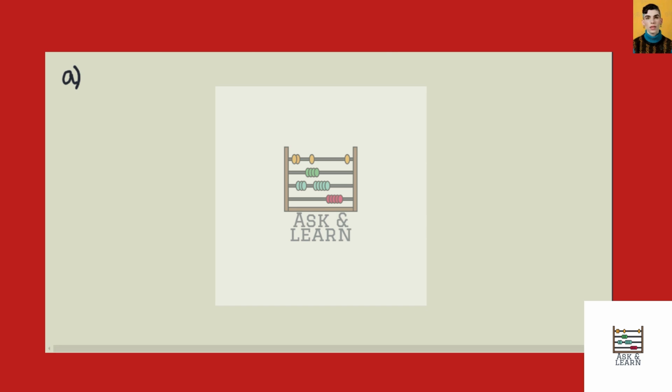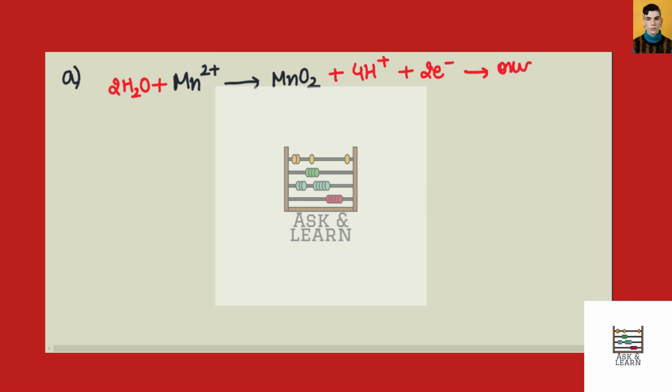So, we will take one half of the reaction, which is Mn2+ goes to MnO2. And now we will balance the oxygen atoms first. Oxygen atoms can be balanced by two water molecules here. And now since we have 4 H atoms on the left hand side, we will add 4 H+ on the right hand side. And to balance the charge, we have two positive on the left hand side, so we add two electrons on the right hand side to have the overall charge balanced. So this is the oxidation reaction.